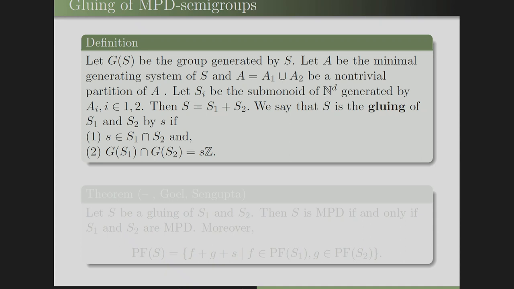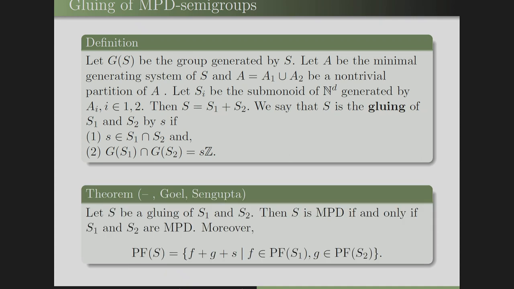Now we define the gluing of semigroups. Let G(S) be the group generated by the semigroup, and A be the minimal generating system of S. We partition A into two parts, A1 union A2. This is a non-trivial partition. Let S_i be the submonoids of N^d generated by the A_i. Then S is S1 plus S2. We say S is the gluing of S1 and S2 if S is in the intersection of S1 and S2, and the intersection of the groups generated by S1 and S2 equals the group generated by S only.